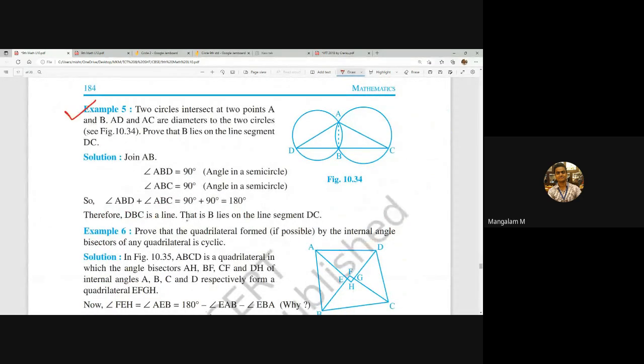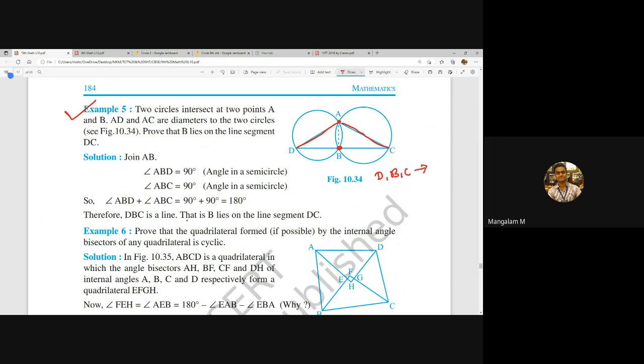Example number 5: two circles intersect at two points. It is given that there are two circles which intersect at points A and B. AD and AC are the diameters of the two circles. Prove that B lies on the line segment DC. You have to just prove that D, B and C make a straight line.